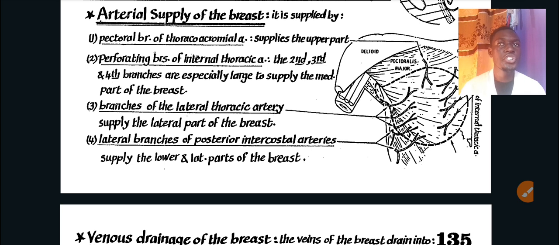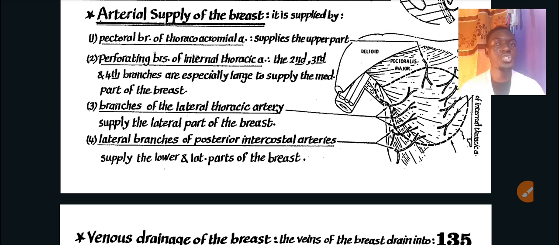Then, if you continue, the subclavian, after the moment the artery bypasses the clavicle, becomes the axillary artery. The axillary artery gives off a superior thoracic artery, which also supplies the areas in the pectoral region.